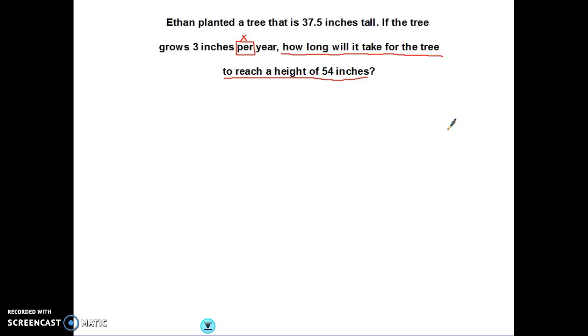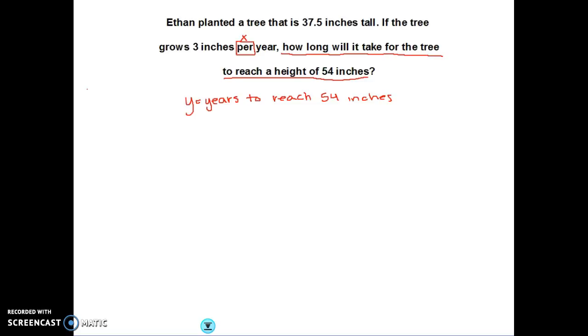Now I'm going to move on to part 2, which is assigning variables. Since the question is asking how long will it take for the tree to reach a height of 54 inches, I'm going to let my variable be y to represent the years it takes to reach 54 inches. Now that we've assigned variables, the next step is to draw a picture if applicable. However, I'm not sure that drawing a picture will be very helpful in this situation, so I'm going to go ahead and skip that and go on to the next step, which is writing an equation.